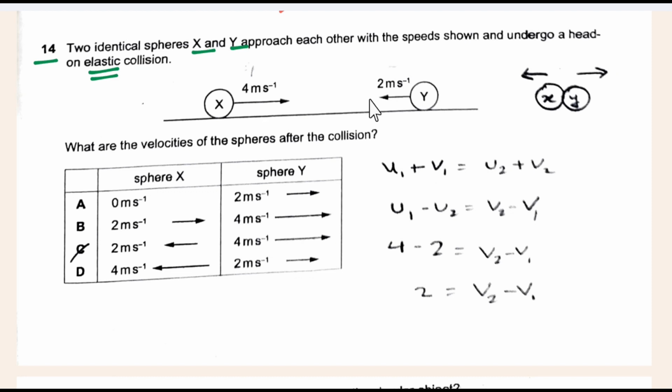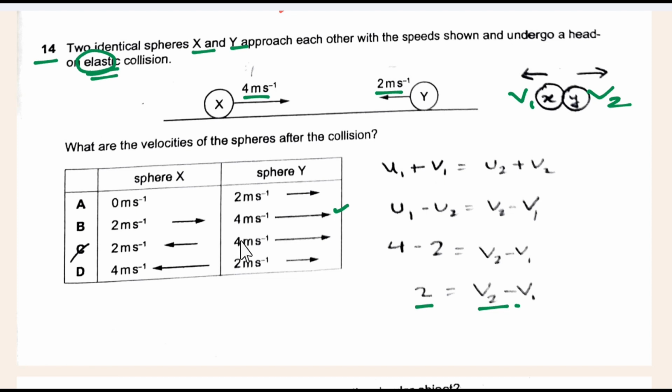And what are the velocities? We know the formula since they collide elastically: u1 minus u2 is equal to v2 minus v1, and we know the values of u1 and u2, and we need to find v1 and v2. After solving, we get v2 minus v1 is equal to 2. So v2 minus v1, that is y minus x, is 4 minus 2, which is 2.